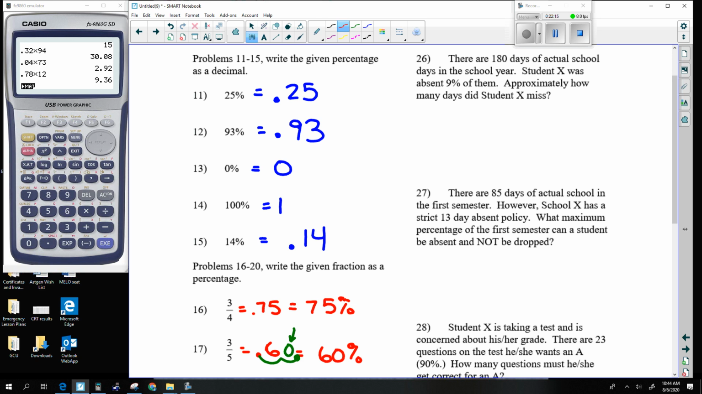We already have one. We have 9%. And what are we doing? We're applying that to 180 days. So if a student was absent 9% of 180, that will give you the number of days. So 9% of 180. This student was absent 16.2 days.